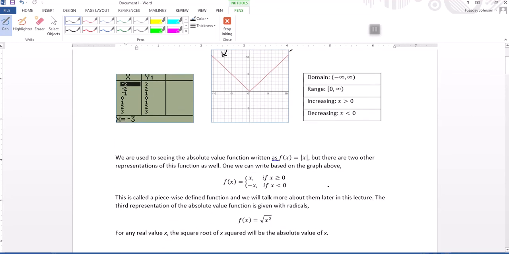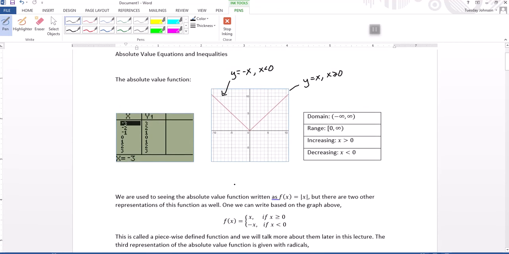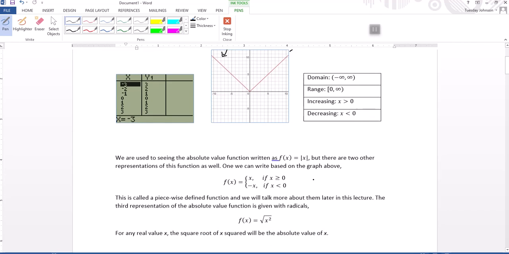Now, we're used to seeing the absolute value function written as f of x equals the absolute value of x with these straight lines. But there are two other representations of the function as well. One we could write based on the graph that we just saw above. We take those two pieces, y equals x for x greater than or equal to 0, and y equals -x for x less than or equal to 0, and we call this a piecewise defined function. We'll talk more about this in a later lecture, but a piecewise defined function is defined in pieces. It's a function, so it has all the properties of a function, and it's defined in pieces.